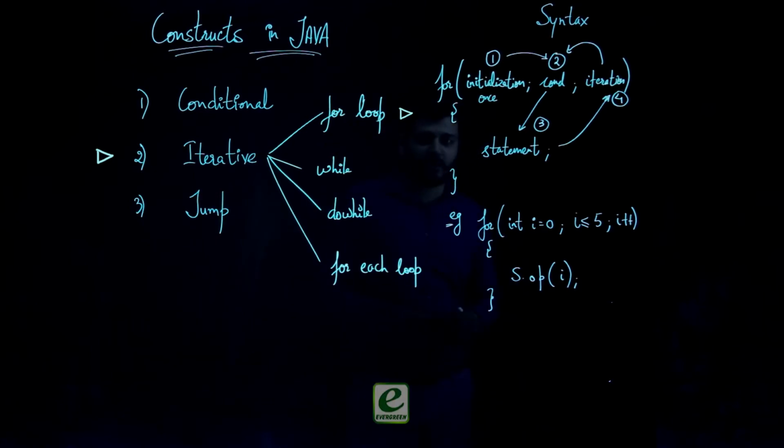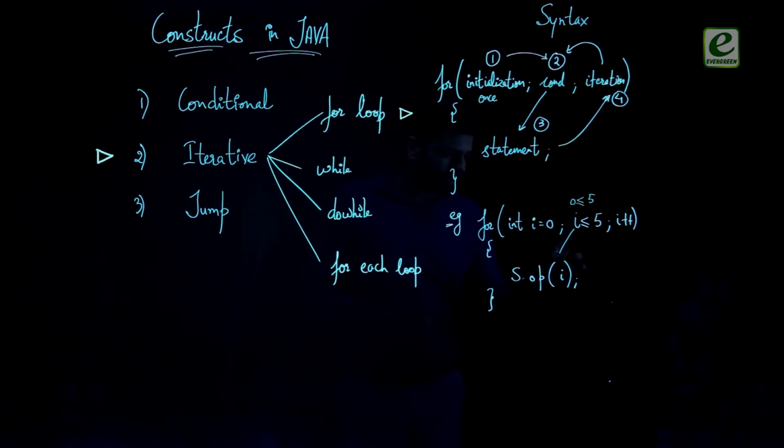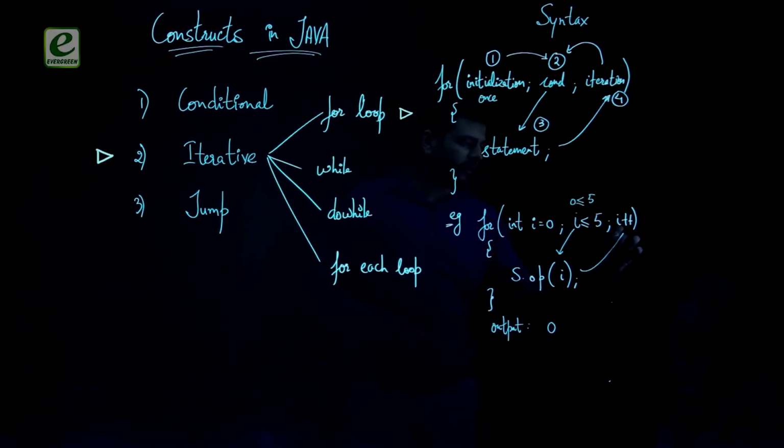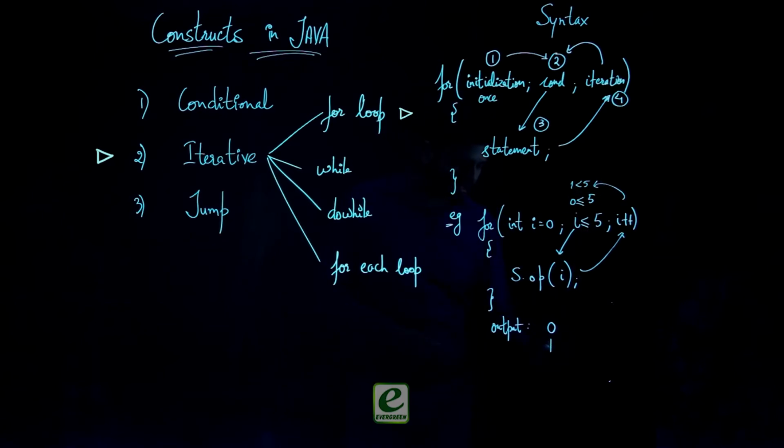Firstly i is 0. Is 0 less than 5? Yes, true. So it will go down, and the first output you will get will be 0. It will go up and increment, so 0 plus 1 is 1. Now is 1 less than 5? Yes, true. It will again print the statement, so 1 will be printed. It will again go up.